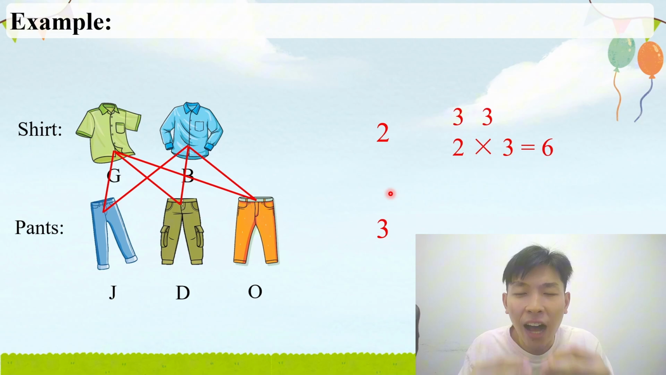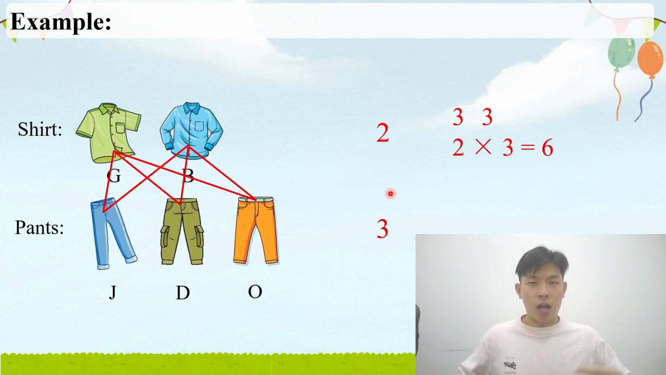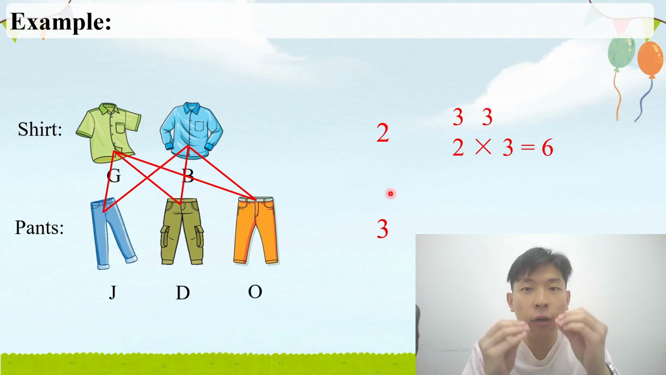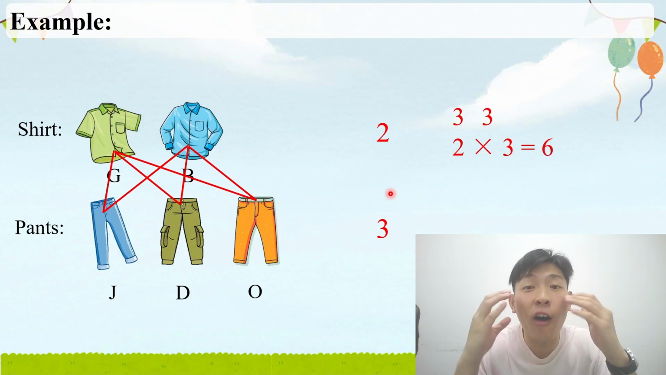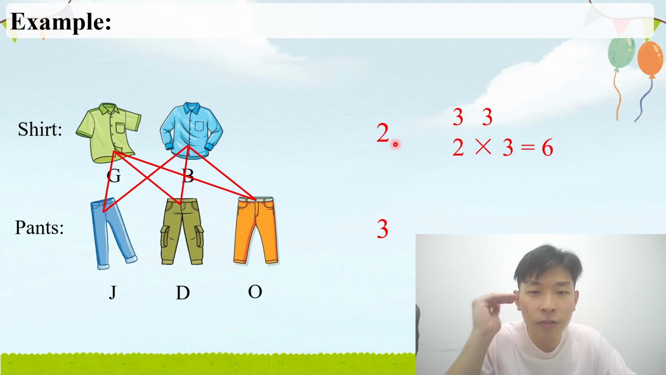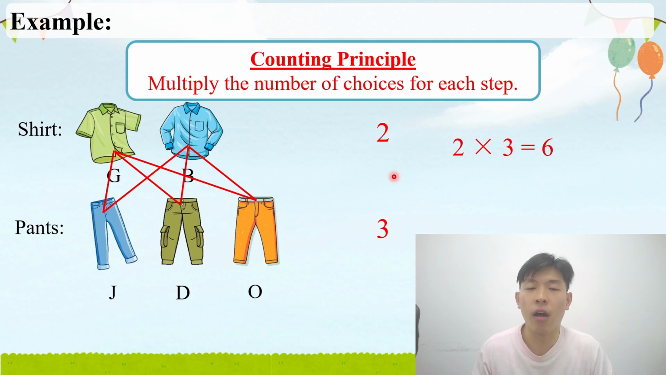So, what counting principle here says is that if we have a step-by-step process, here, first step, I choose shirt. Second step, I choose pants. So, if I want to find the number of combinations, all I need to do is just take the number of choices of each step. First step, there's 2 choices. Second step, there's 3 choices. And just multiply them together. So this is what we talk about in counting principle. To multiply the number of choices for each step.